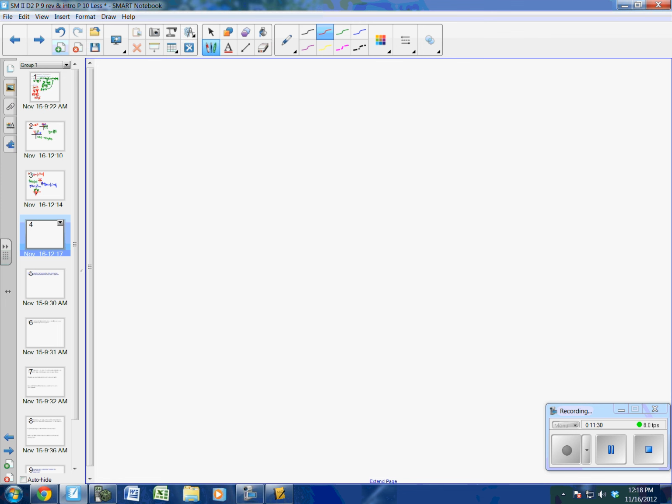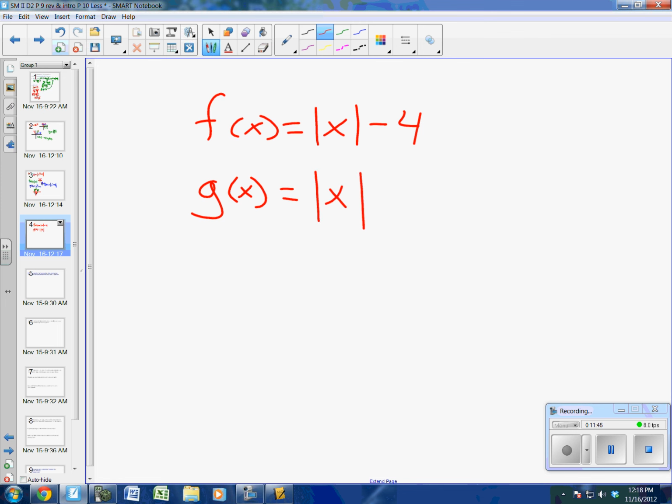Well, if one function was f of x equals absolute value of x minus 4, don't you think that would work? And then my second function would be what? The absolute value of x. And which composition do I want to do? I want to put f into g, so I want g composed with f, don't I? Now, if I take function g, which is absolute value of x, and in place of x, I put the absolute value of x minus 4, then what's going to happen?